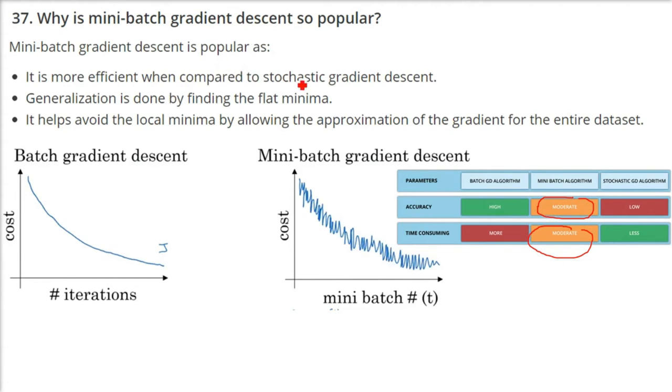First, it is more efficient when compared to the stochastic gradient descent, and the generalization is done by finding the flat minima. So what happens whenever we use this optimization, we don't want to be stuck on a local minima. So we need an optimal solution. So we want the main minima. It helps avoid the local minima by allowing the approximation of the gradient for the entire data set.